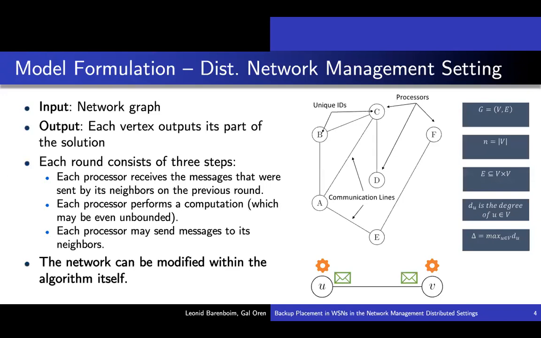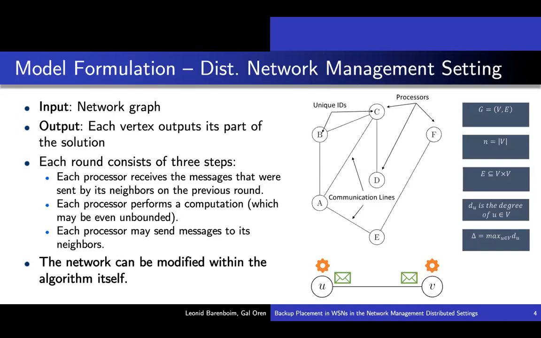First, we formalize the dynamic network management setting configuration. In this configuration, computation proceeds in synchronous rounds, and all IDs are distinct. Each round in a distributed algorithm consists of 3 stages. 1, each node in parallel to other nodes receives messages sent by its neighbors at the previous round. 2, each node in parallel to other nodes performs a computation. 3, each node in parallel sends messages to its neighbors.